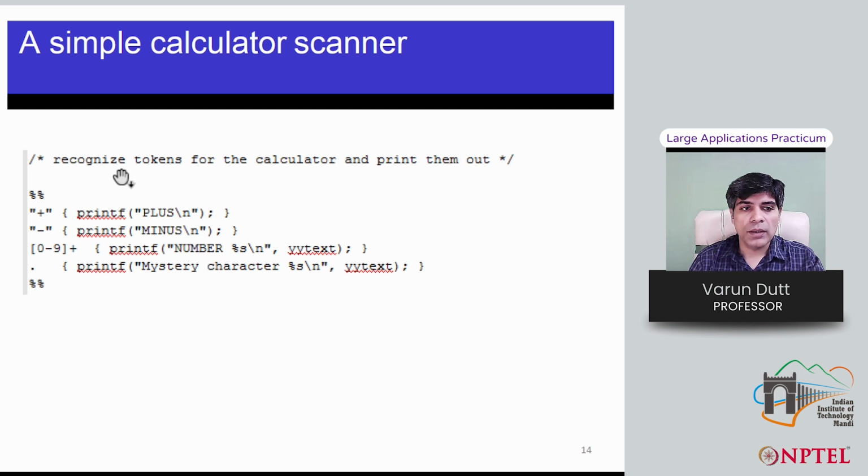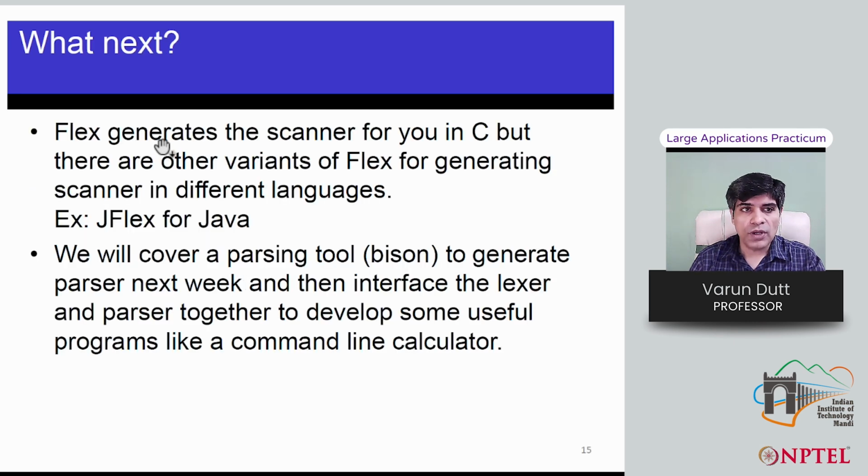Similarly, we can write a program which will recognize tokens in a calculator, like the plus symbol, the minus symbol, numbers from 0 to 9 followed by one or more such numbers, and anything else will be printed as a mystery character. So this is a simple calculator scanner which we can also create in Flex. Now Flex generates the scanner for you in C, but there are other variants of Flex for generating scanners in different languages, for example JFlex for Java. We will also cover a parsing tool next class called Bison to generate a parser next week, and then interface the lexer and the parser together to develop some useful programs like a command line calculator.